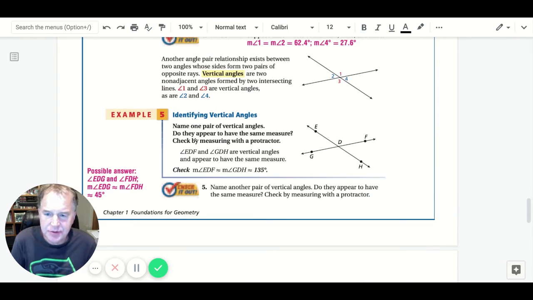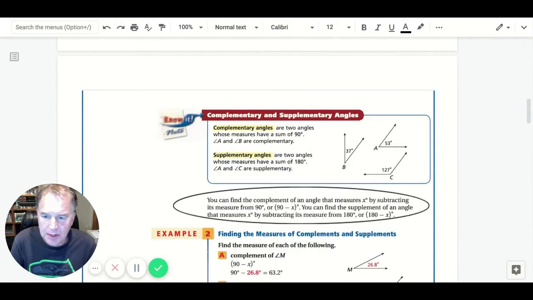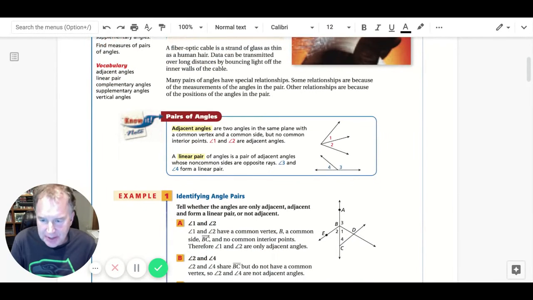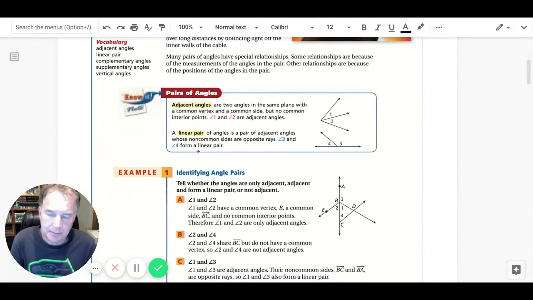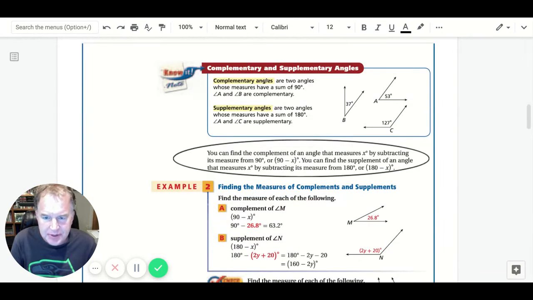So as I said, this is a short section. There are some vocab words. You need to go through them. You need to memorize them. These are important words we use a lot. Adjacent means next to. Linear pairs make a straight line, and they've got to be next to each other. Complements add to 90. Supplements add to 180.